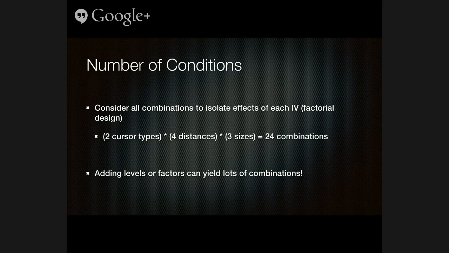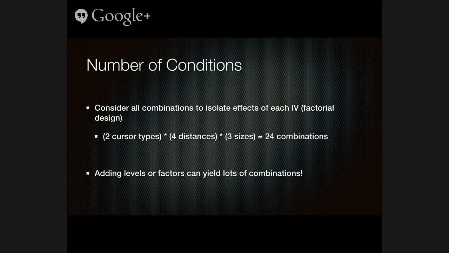If you instead start varying the distance around the cursor and you start varying the size of the target as part of your independent variable design, you could suddenly end up with a massive number of conditions where each participant is going to have to do each one of these things if it's a within subjects design. And so this can blow out of hand really quickly.